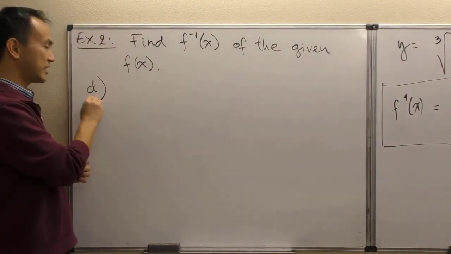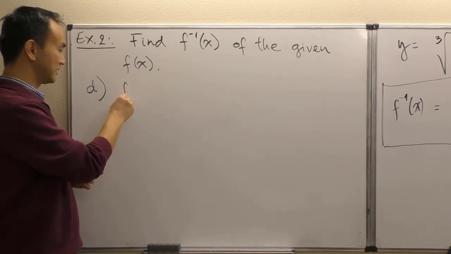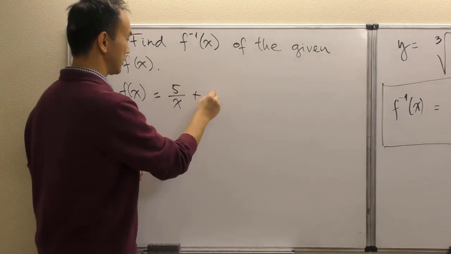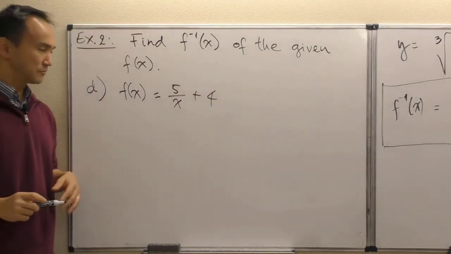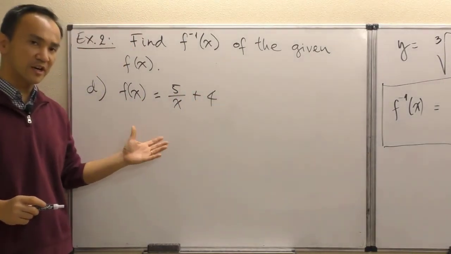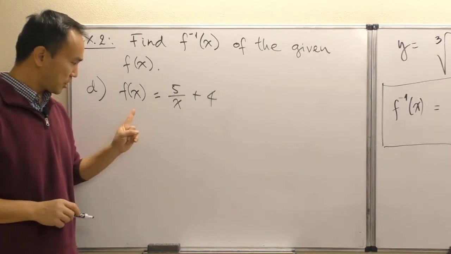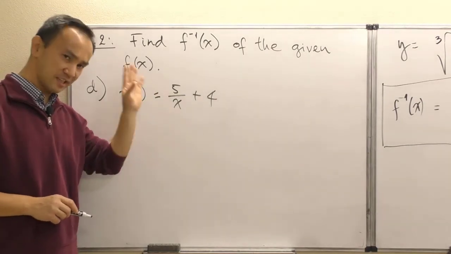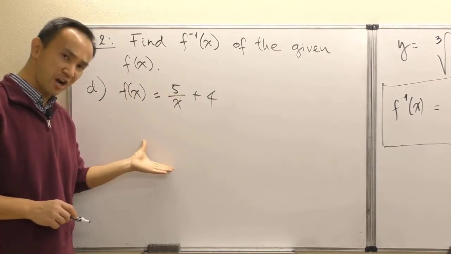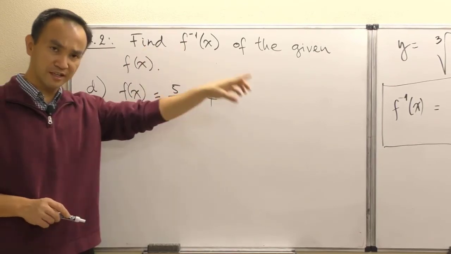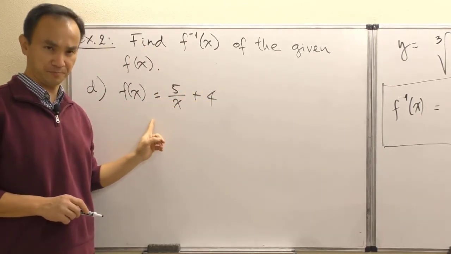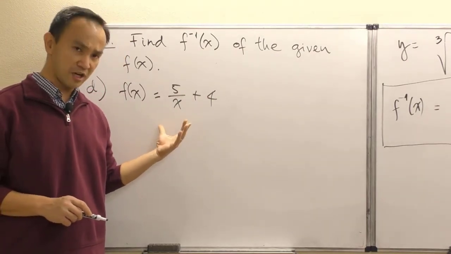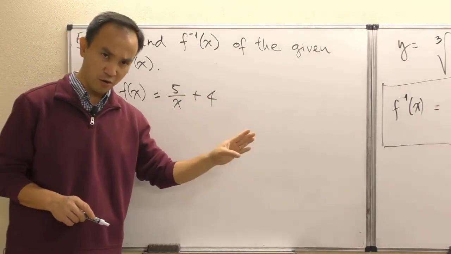All right, so part D of our example. Now we're given f of x equals 5 over x plus 4. Once again, just another opportunity for us to try. This function is already verified by somebody else to have an inverse. So our job for this particular problem is to take the next step and find the inverse of this function, without worrying about whether it has an inverse or not, because somebody already let us know that it will.